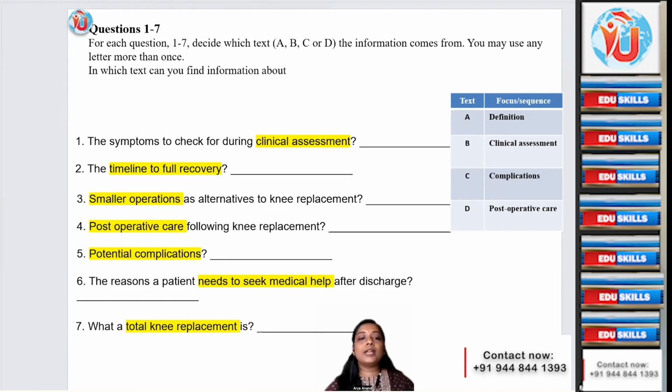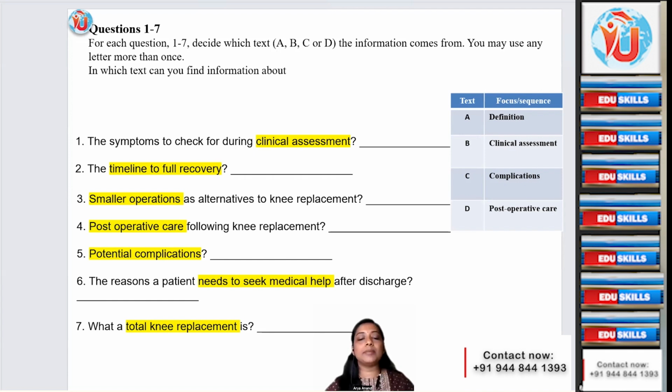Hope you have written the answer. Then post-operative care, from which text? Post-operative care following knee replacement. Then the 5th one, potential complications. Then the 6th one, the reasons a patient needs to seek medical help after discharge.